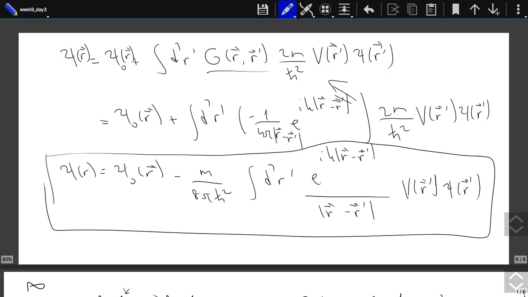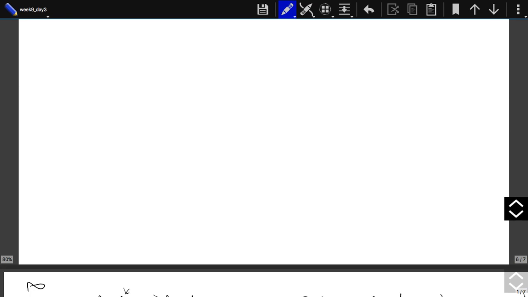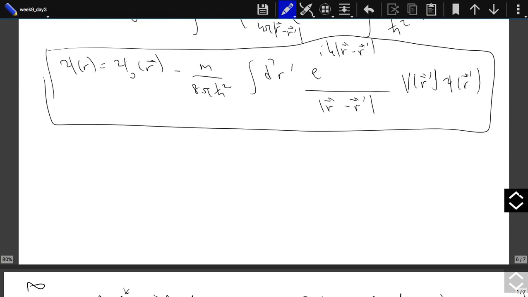Okay, so this equation is basically equivalent to our Schrodinger equation. So either you solve the Schrodinger equation or this integral equation, you get the same answer. Now what we are interested in is the scattering solution, our solution at very far away from the potential source.